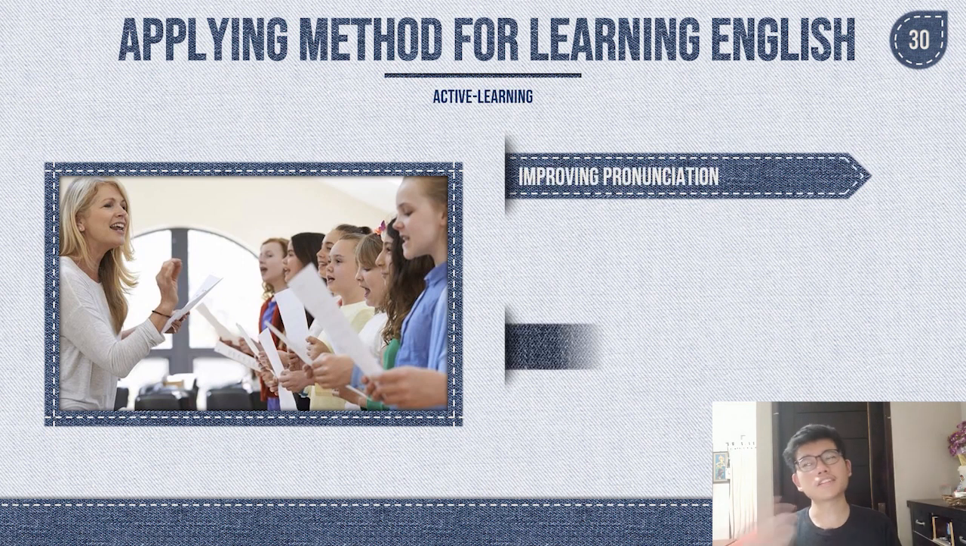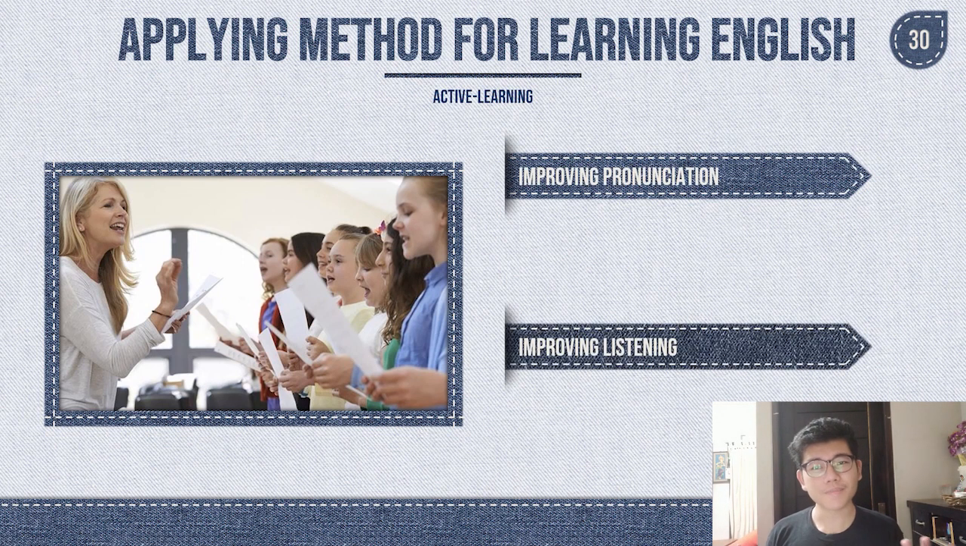Okay, moving to the next method, which is active learning. In this method, you can change the learning process into singing. When singing, students can improve their pronunciation skill and listening abilities. To improve their pronunciation, the teacher needs to practice one letter sound, for example A, B, C, D, E. The song can be like the ABC song, and the students need to repeat the pronunciation of each alphabet letter in the song.